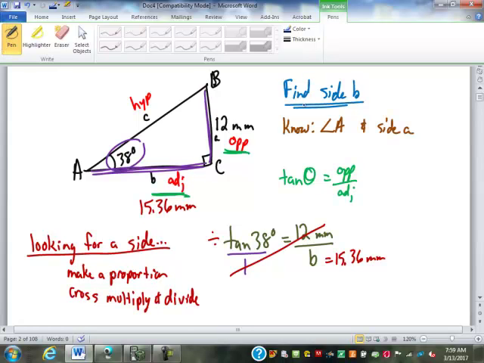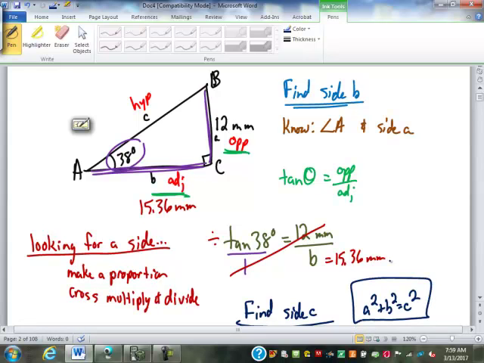So looking for side C now. Now that we have two sides, we do have some options. I could do a squared plus b squared equals c squared. The only thing I don't like about that is this is a calculated value, the 15.36.